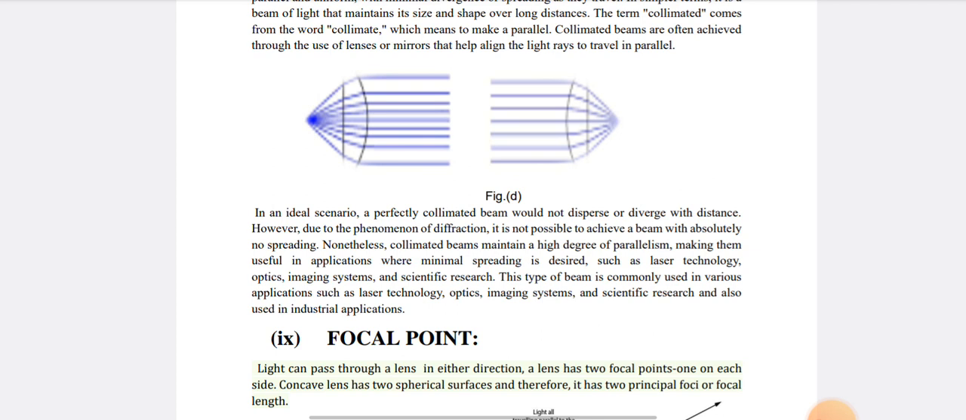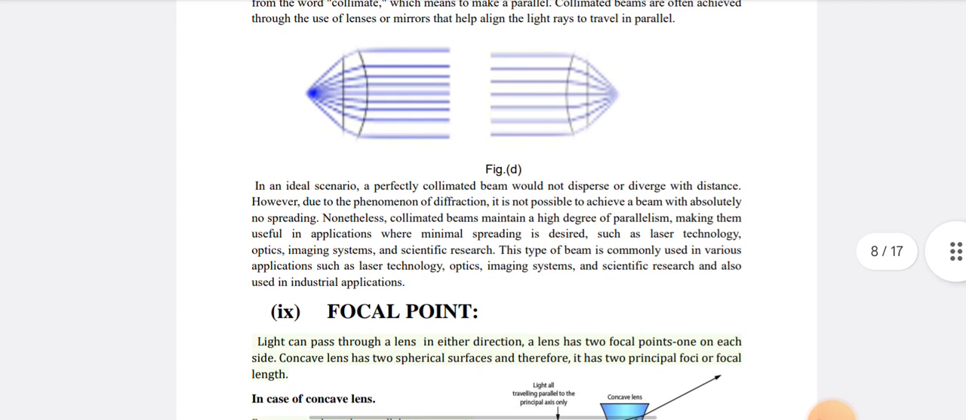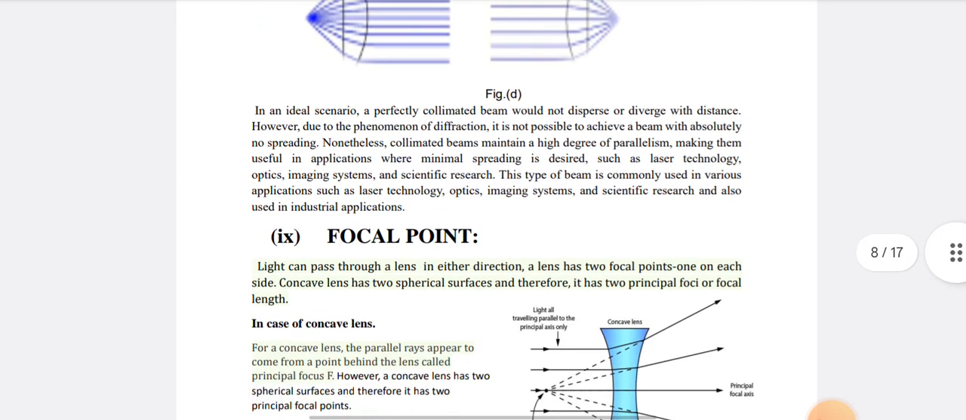as laser technology, optical imaging systems, and scientific research. This type of beam is commonly used in various applications such as laser technology, optics, imaging systems, and scientific research, and also in industrial applications.